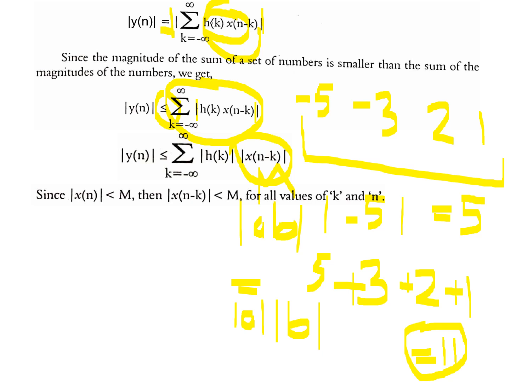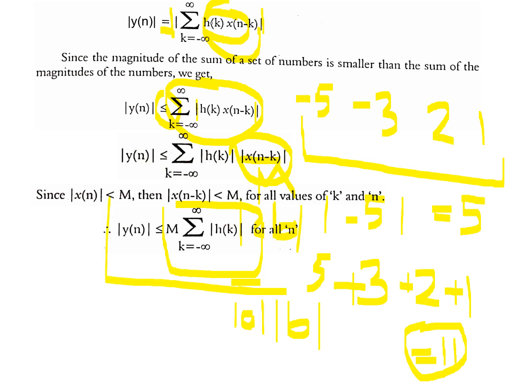So when I put the value of m here, it is a constant. I can take it outside the summation. Once I put x of n minus k equal to m, the m is a constant, so I can take it outside the summation. That's what I'm doing here. I'm taking m outside. Now it's the condition: this y of n is less than or equal to this product if and only if this summation of mod h of k is finite. That means this condition, which is required for stability, that y of n is always finite, because m is finite. I know m is finite.